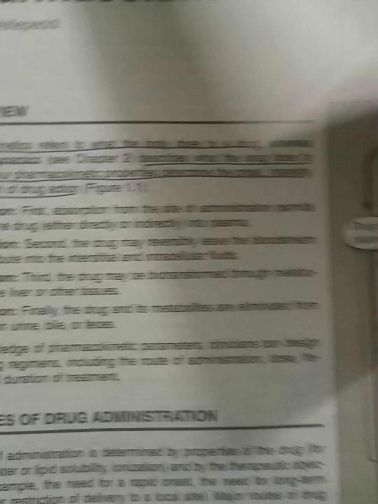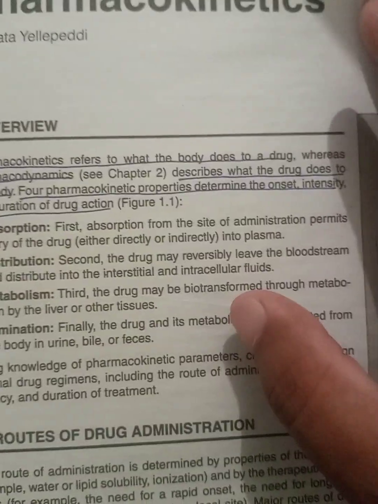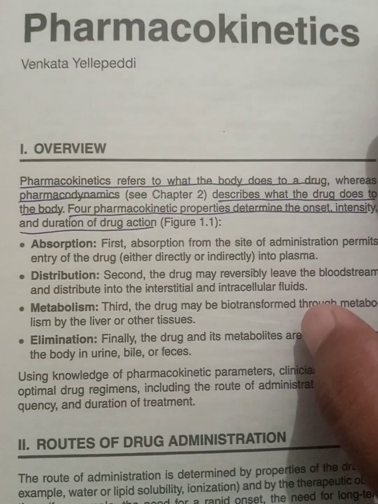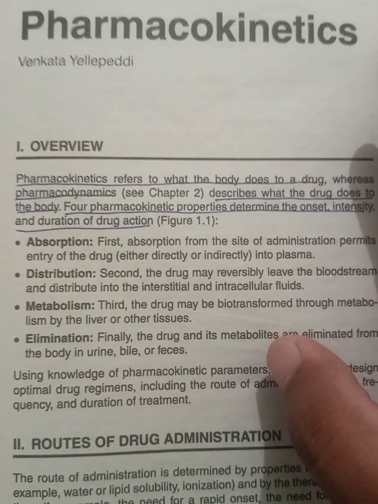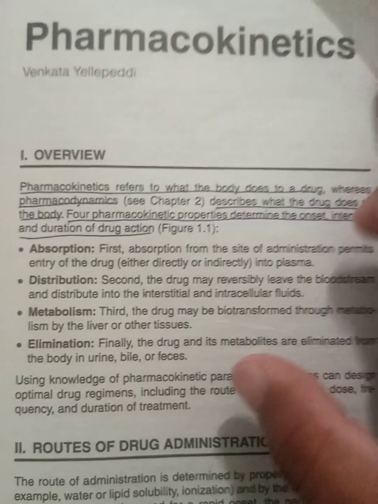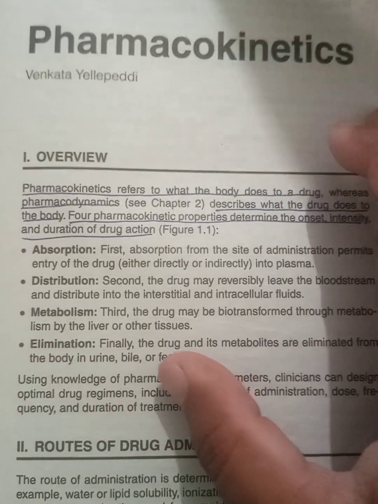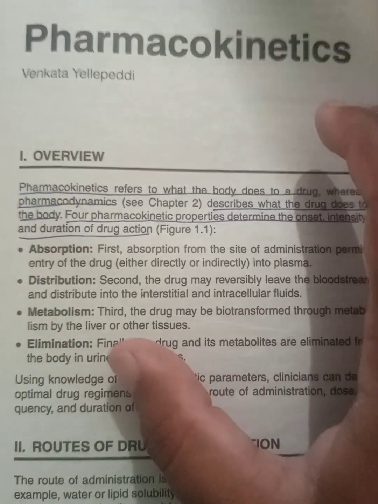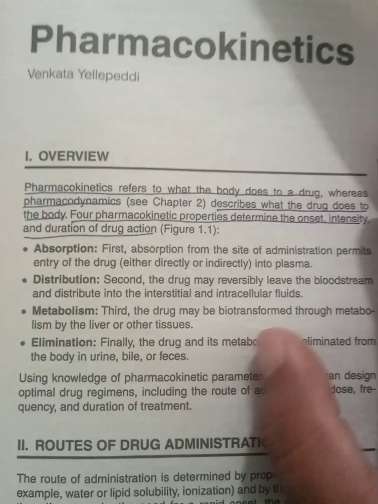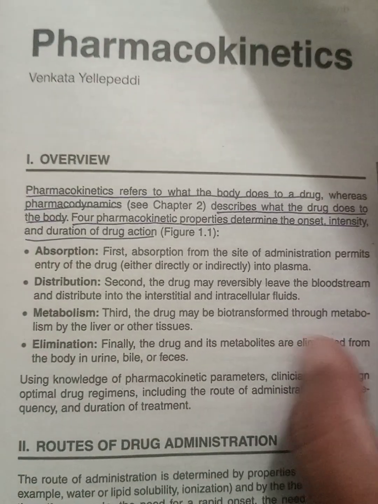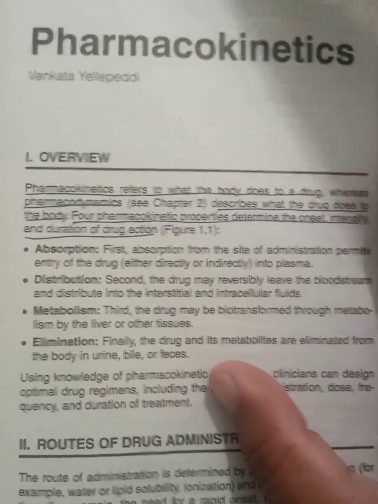Next, the third part is metabolism. When the drug is distributed, metabolism starts. Third, the drug may be biotransformed through metabolism by the liver or other tissues. And the fourth and last property of pharmacokinetics is elimination. Finally, the drug and its metabolites are eliminated from the body in urine, bile or feces.